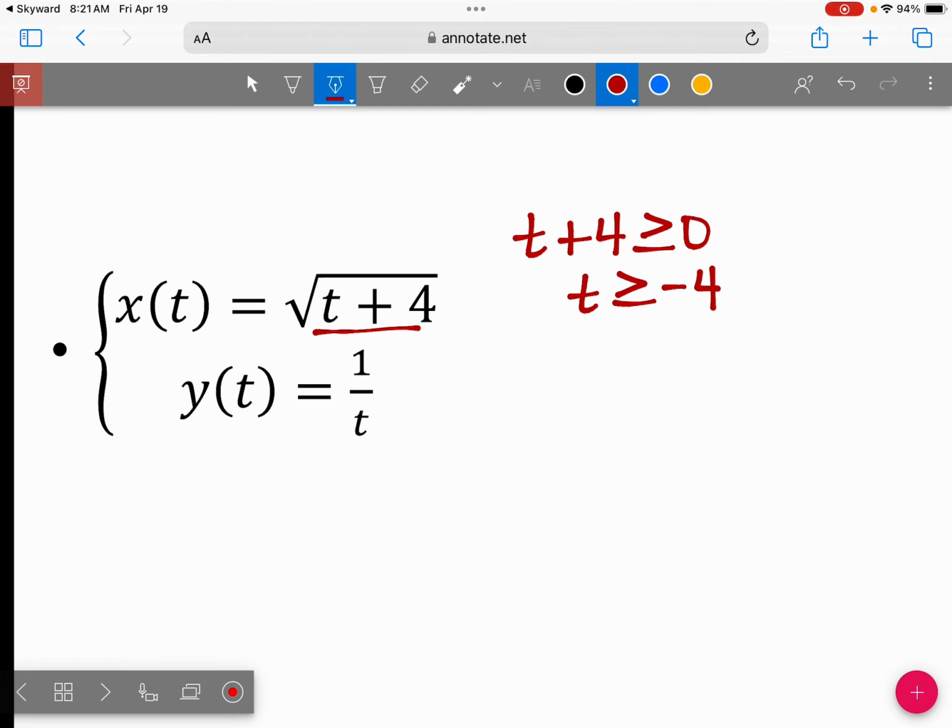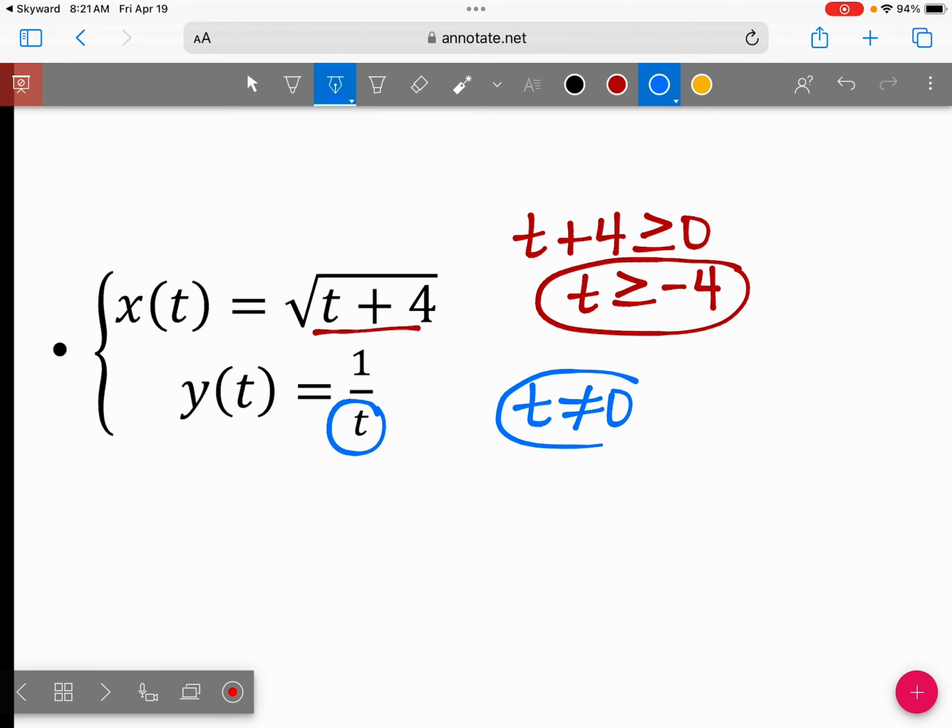So I'm going to put that to the side. Because of that first parameter, I'm already starting off with nothing less than negative 4. The second one is being divided by t, which means I also know that t cannot equal 0. So I'm going to put those to the side. No matter what equation I come up with in the end, I already have 2 domain restrictions.